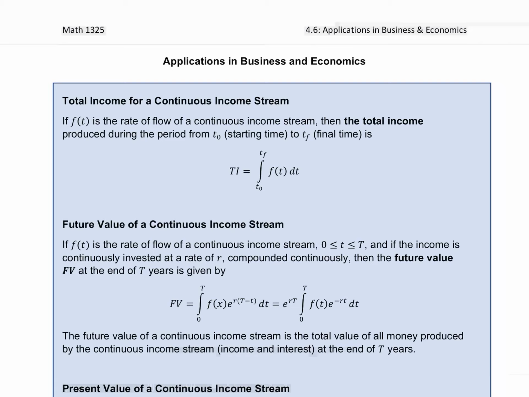Here we're going to finally be able to talk about how to compute the amount that lives in an account if you have some continuous rate of flow. Let's say that you have some yearly salary that's going to be deposited into your account continuously over the course of the year rather than in one lump sum.